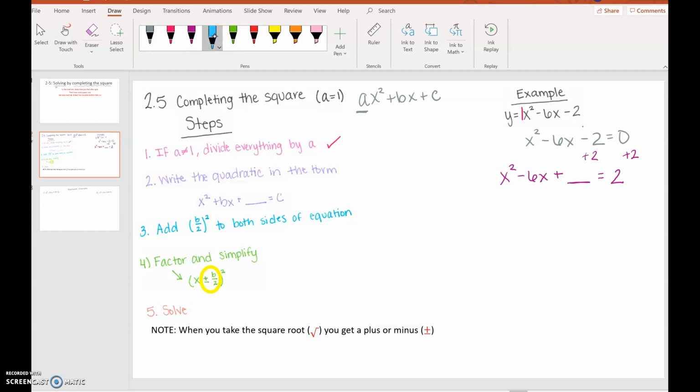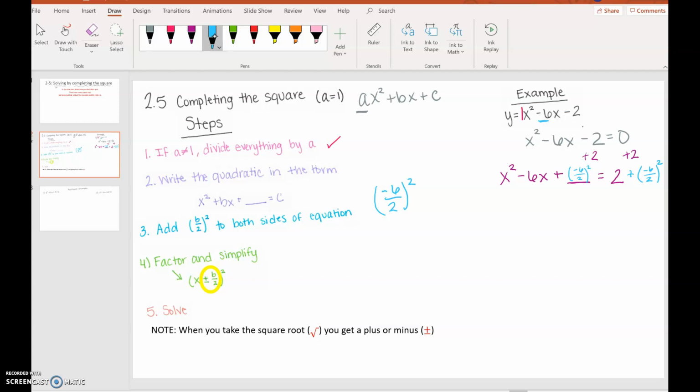And we go to the next step that says add b divided by 2 squared to both sides. So what is our b value? Our b is negative 6. So I'm going to be adding negative 6 divided by 2 squared on both sides. So I'll go ahead and write that here. Negative 6 divided by 2 squared, and then I have to add it to this side too. Negative 6 divided by 2 squared.